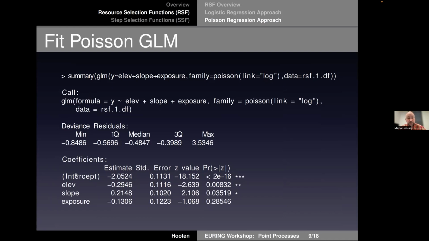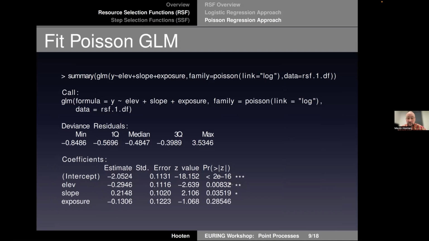This is the output in R. The only ones you want to make inference on are the coefficients associated with the covariates. And so negative 0.29, 0.21, and then negative 0.13 are our coefficients. So in this case, it's selecting against elevation, but for slope, so steeper slopes, and then against exposure, so less exposed aspects. And that's how you would make inference here for this particular individual.